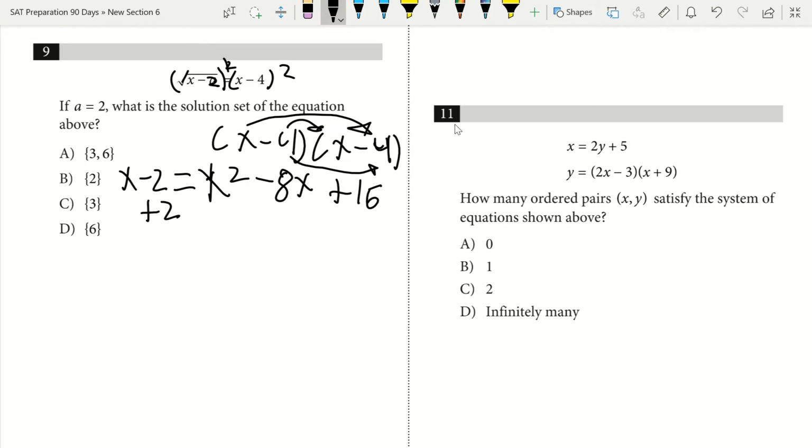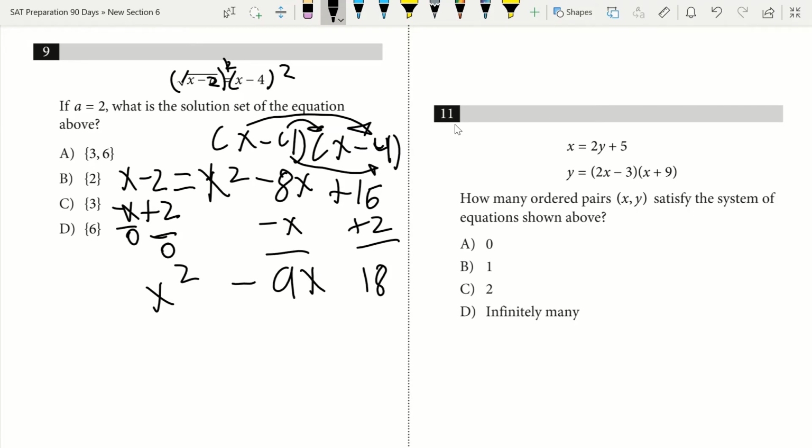So we're going to set this equal to 0, so we're going to add 2 to each side. Add 2 to each side. All right, we get positive 18 there, and then we're going to subtract x from each side. Subtract x, and we see that what we have left then is going to be x squared minus 9x, and then plus 18. So now we're going to factor this to find our solution.